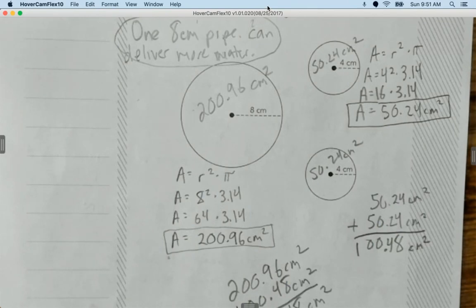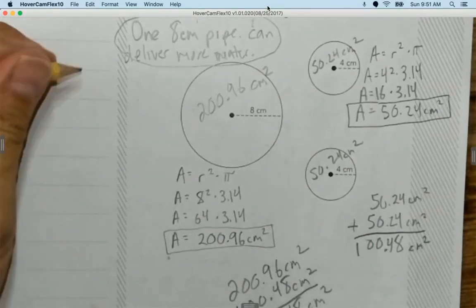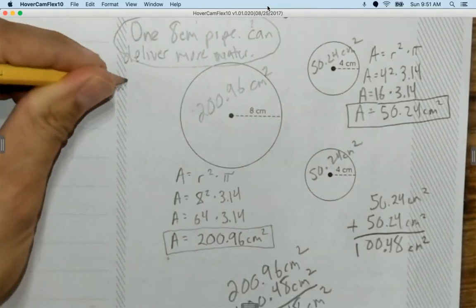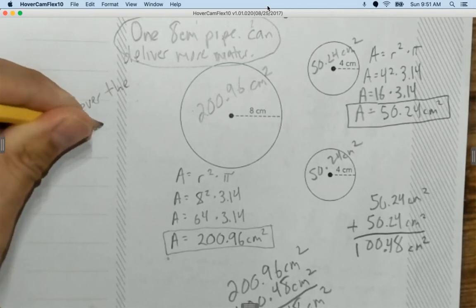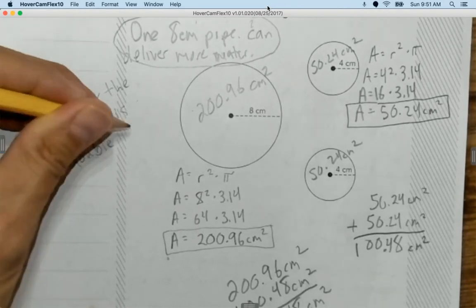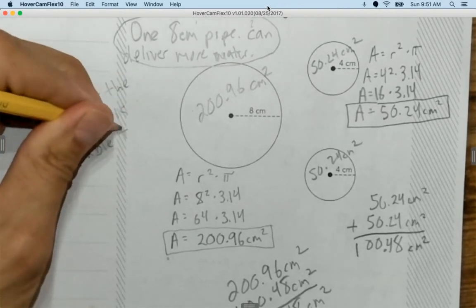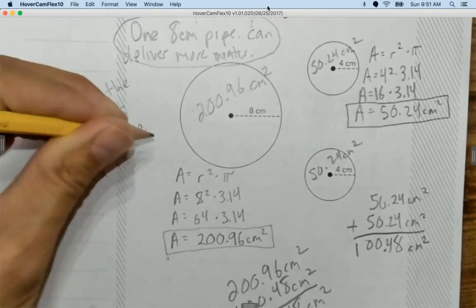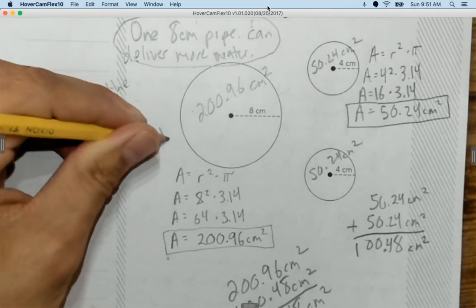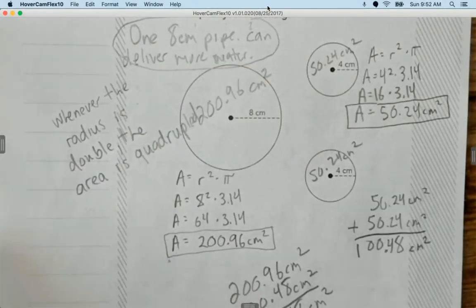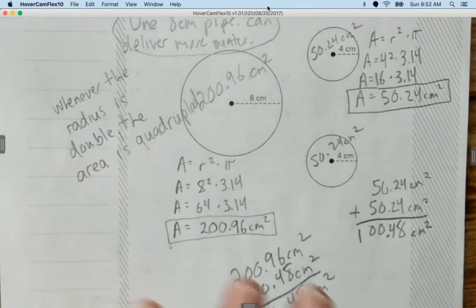So whenever the radius is doubled, I would almost consider writing this down: whenever the radius is doubled, the area is quadrupled. Okay? And so based on that, they should use the 8 centimeter radius pipe.